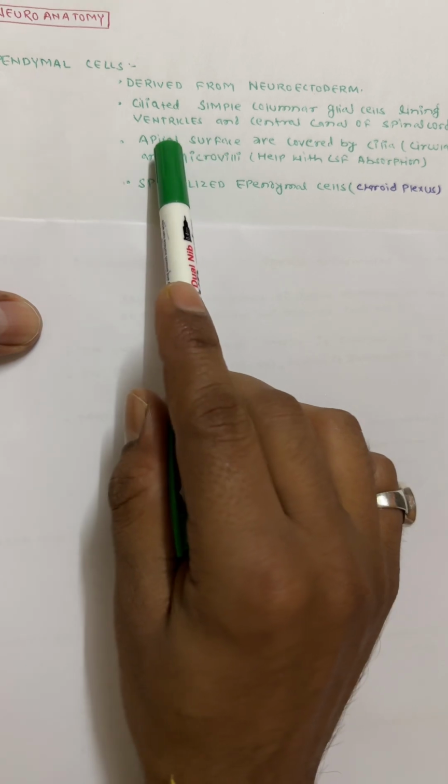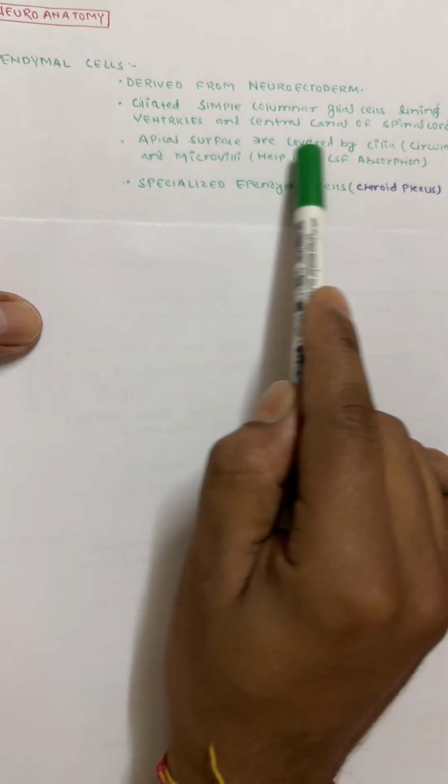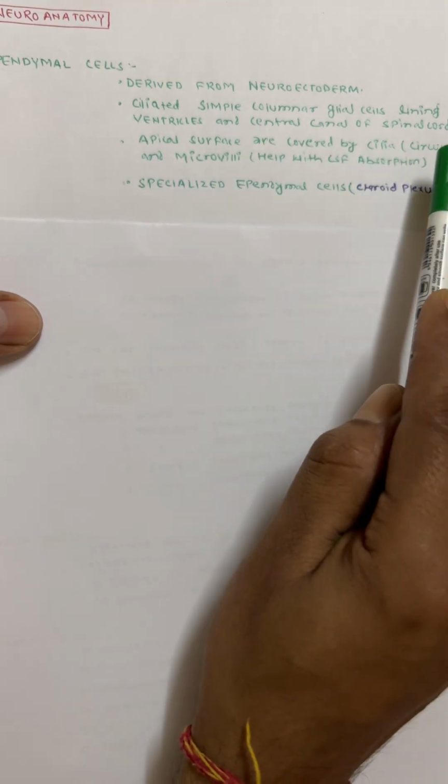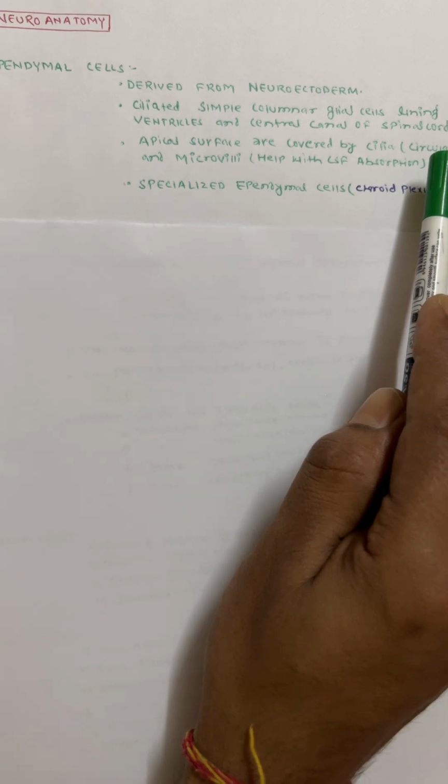Over there they help in the production of cerebrospinal fluid. The apical surface of these ependymal cells is also covered by cilia, and that cilia will help to circulate the cerebrospinal fluid, and it will help in CSF absorption also. So while talking about the important points about ependymal cells, just remember that they are derived from neuroectoderm, and they help in production of cerebrospinal fluid.